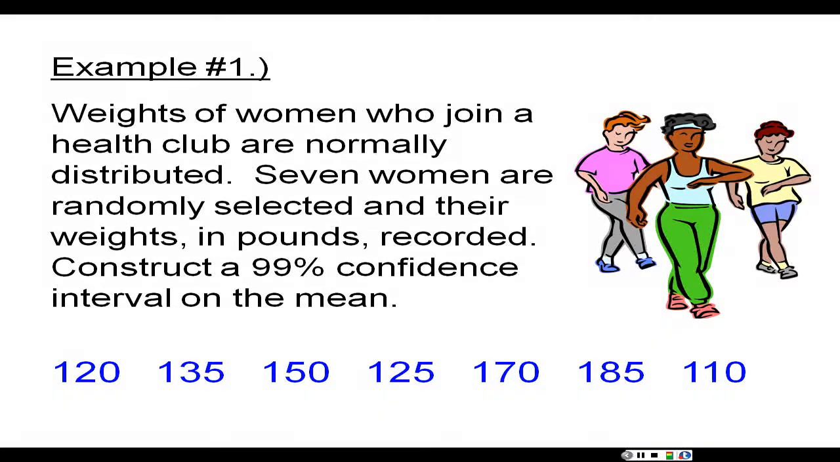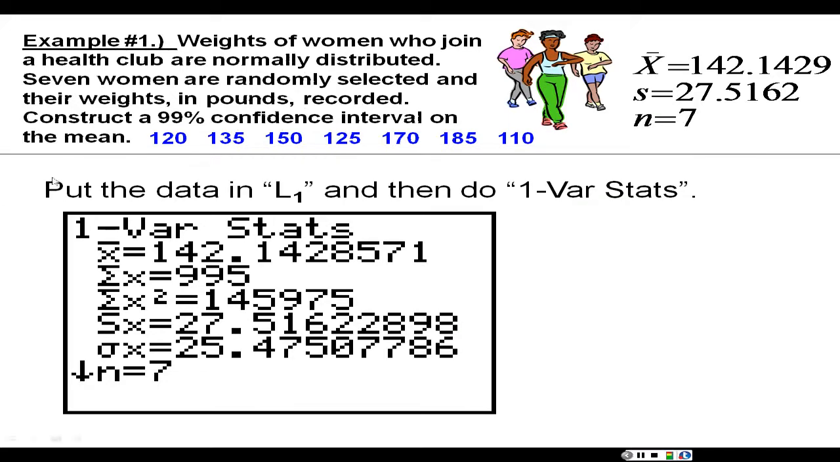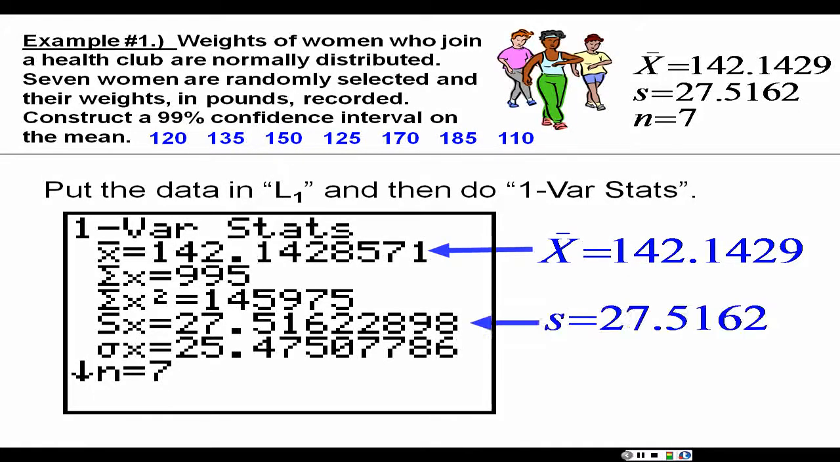So let's start this. First of all, we put our information in the calculator, and we enter these into the edit mode, into L1. Then we press Stat, Calc, one variable stats, and we find our information. What we need to pull out of this screen is your mean, which is 142.1429, your standard deviation, which is 27.5162, and your sample size, which is 7. After we do this, our next step is to use these to calculate our t values.